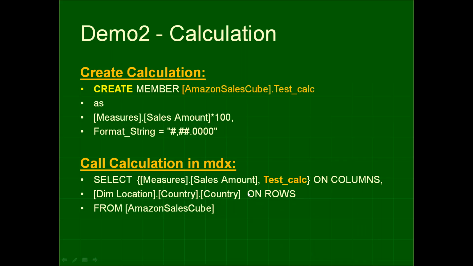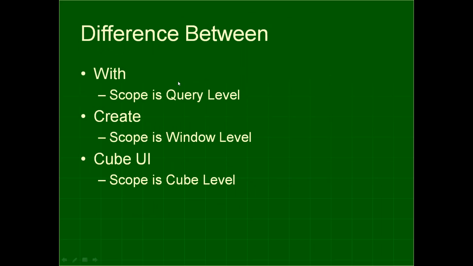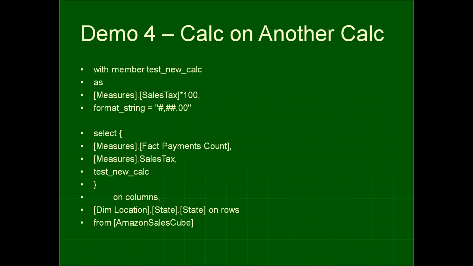Let us go forward. So we have created with the help of the cube UI as well, right? When you create with the help of WITH, the scope is the query level. When you create with the help of a query using CREATE, the scope is the window level. Cube UI means the scope is the cube level. Now a calculation can be done on one more calculation. Clear? So I am going to create a calculation here, and I would like to use a calculation on one more calculation. That also you can do.